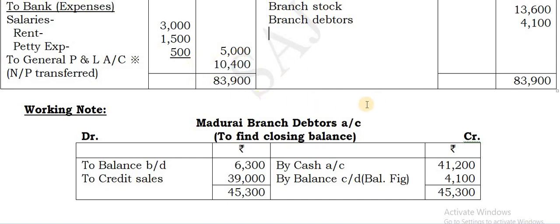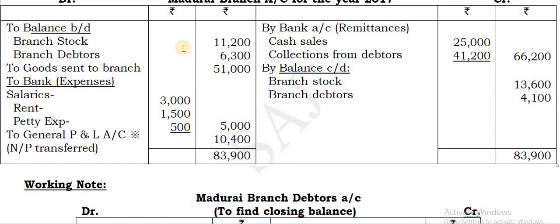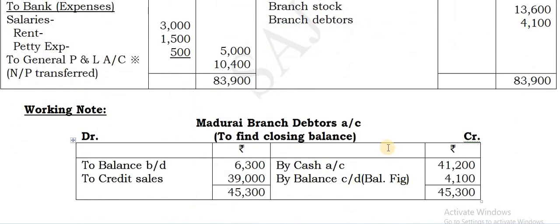I hope that you have understood now. In this problem, what is missing? Closing debtors is missing. That I have been telling you. A debtors account in effect has only three items: one, opening debtors, closing debtors, cash collected from debtors. If these three are given directly in the problem, then you need not prepare this debtors account.